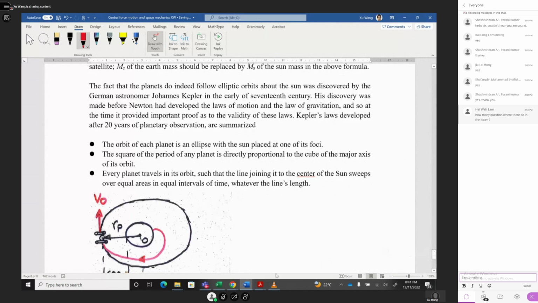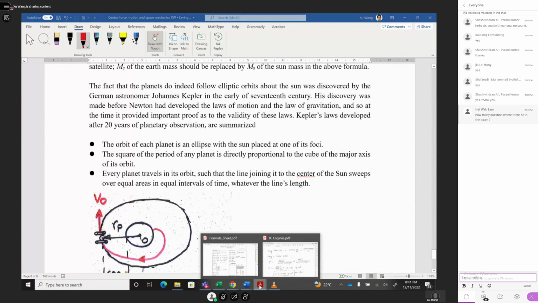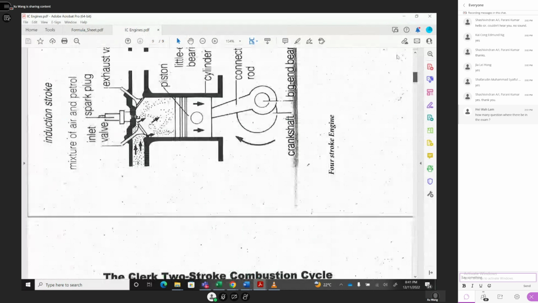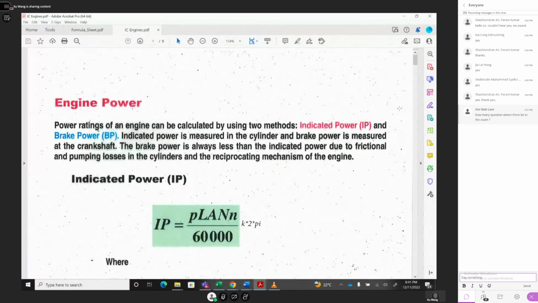Okay. Then the last topic: we move to the IC engine. IC engine power has two kinds of power: one is indicated power, one is brake power. Indicated power is measured from cylinder pressure. Brake power is measured at the crankshaft: you measure torque, multiply by the rotation speed, and then you get brake power. Brake power is always less than indicated power.